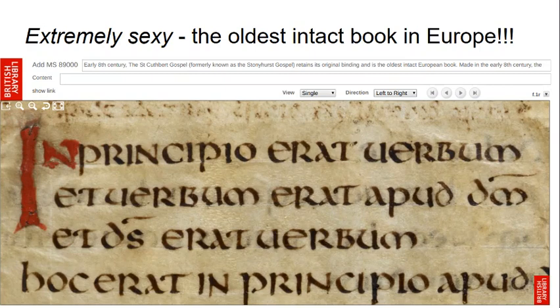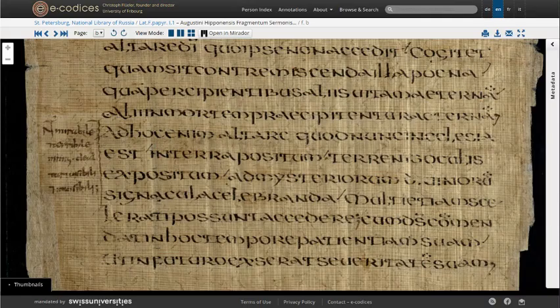I'll read out the text that's on the screen for you. In principio erat verbum, et verbum erat apud Deum, et Deus erat verbum, hoc erat in principio apud. And now we're going to get to that Diem and Deus in a second, because that's very important.